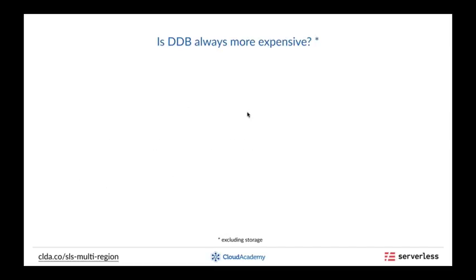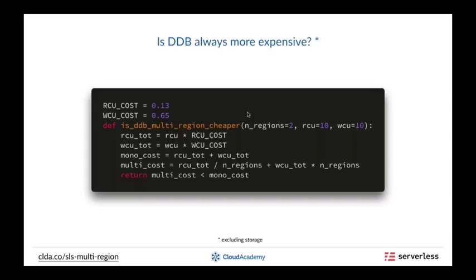So my question was, is DynamoDB going to be always more expensive? I figured, what's the best way to tell people how to find out? So I wrote a function. This is a function that will tell you if the DynamoDB multi-region setup is cheaper or not. You pass the number of regions and the number of read and write capacity units. It will compute mono and multi-region costs, and just return a Boolean. Super easy.